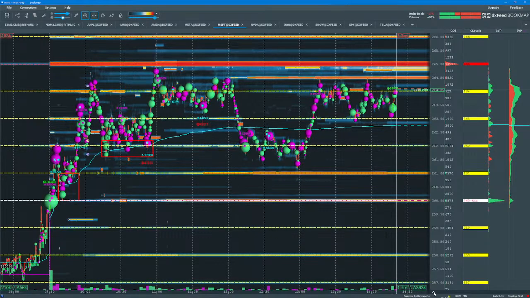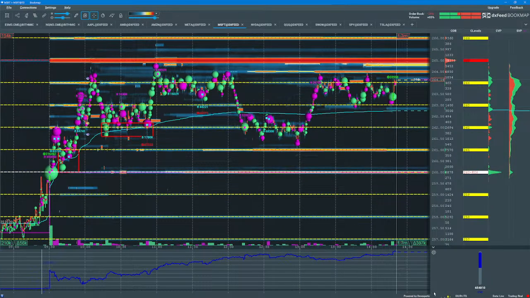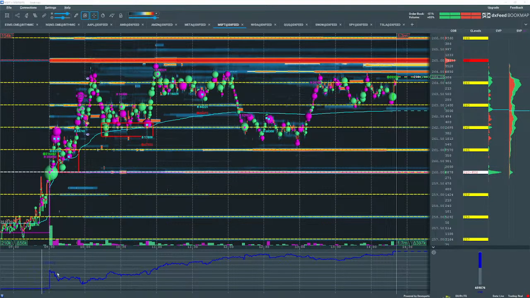Let's just check CVD as well. And also bullish, just like Meta. Rising CVD. And you can again tell that by all the green dots there. So aggressive traders with their market buy orders are in there, in Microsoft as well.